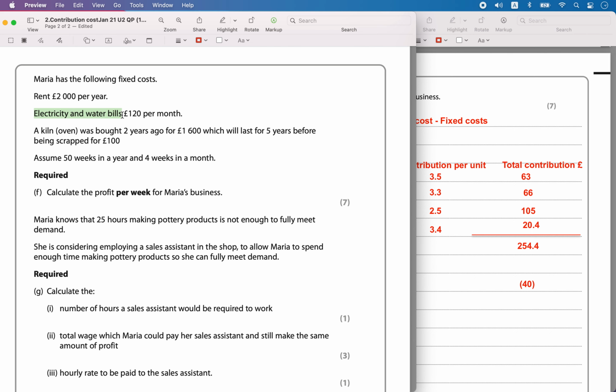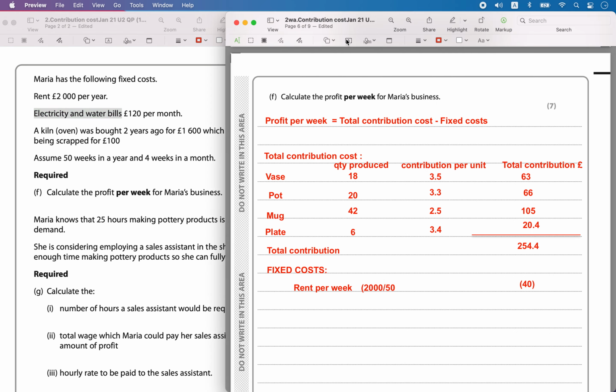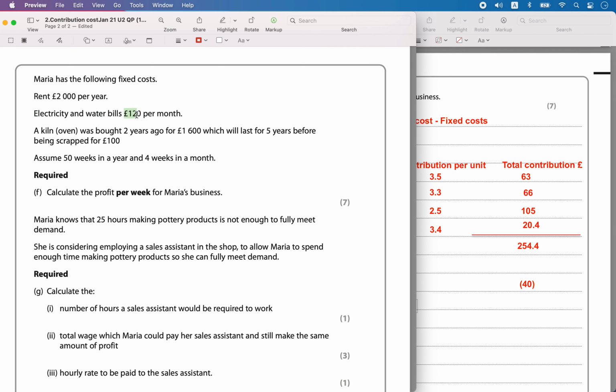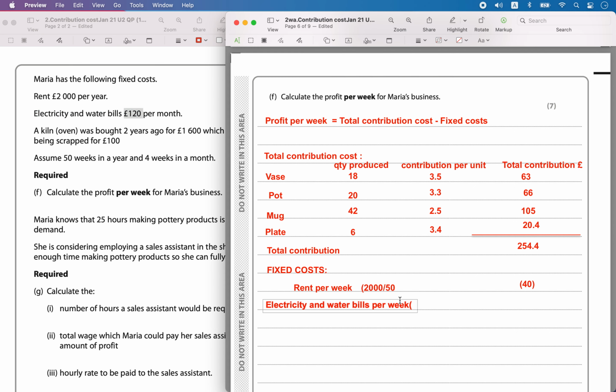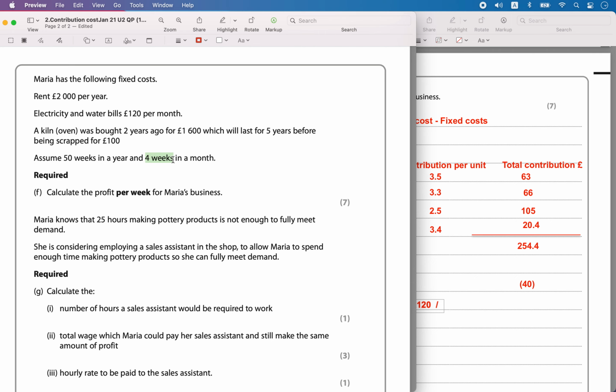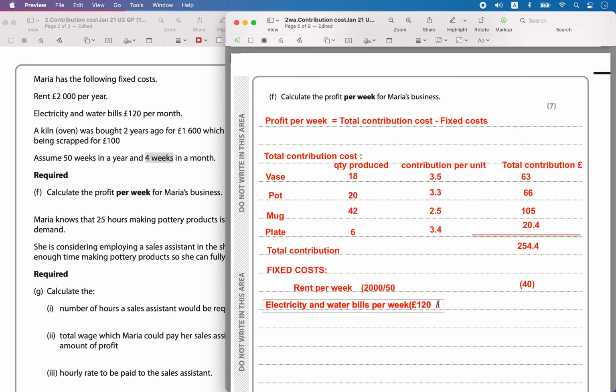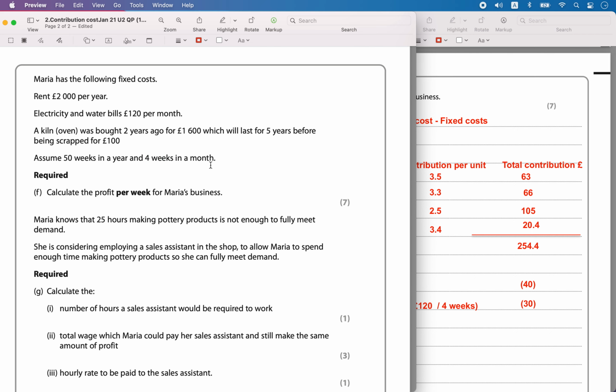Then we have the electricity and water bills. Electricity and water bills per week we have to calculate. Here we can see that it is 120 per month. Okay, 120 per month divided by, there are 4 weeks, it says, divided by 4 weeks. So that is going to be equal to 30 pounds per week.